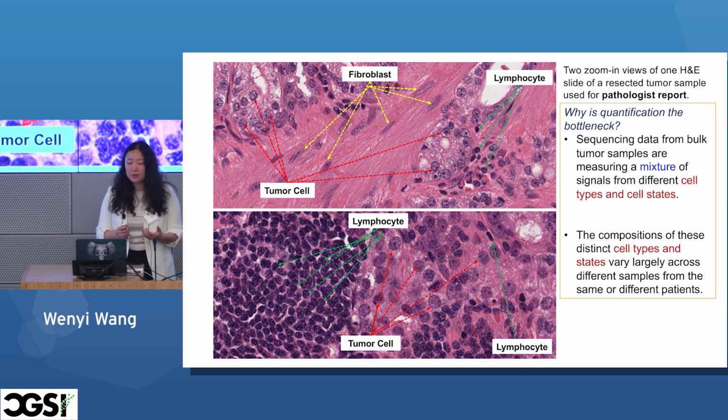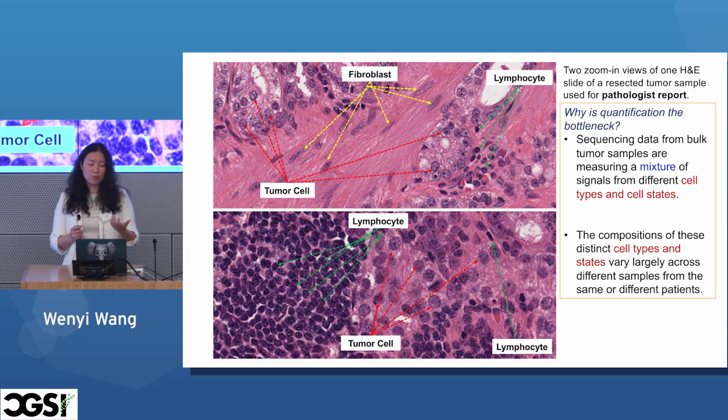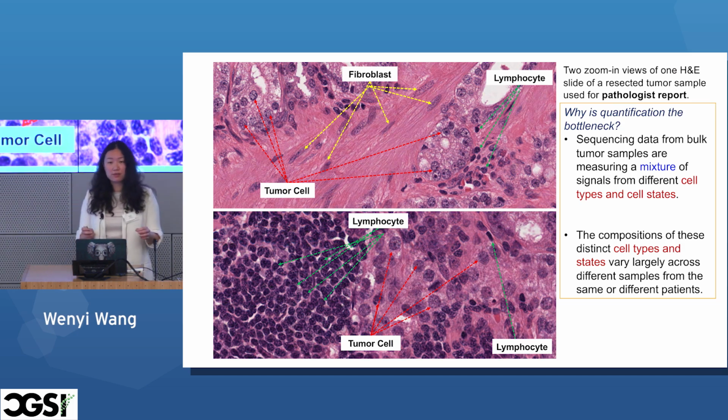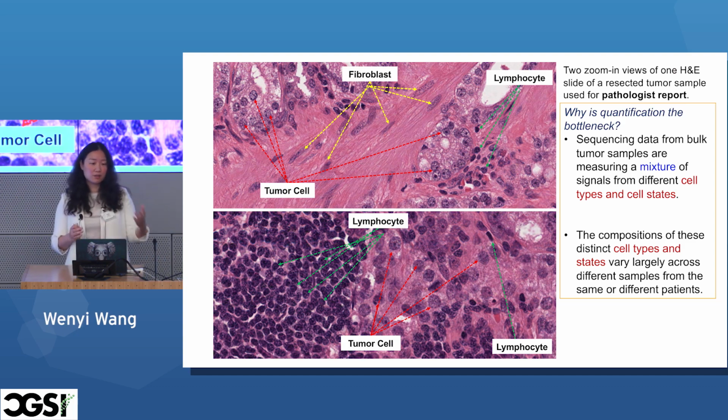So to summarize, the sequencing data generated from bulk tumor samples are measuring a mixture of signals coming from different cell types and cell states, and the composition of these cell types and cell states varies largely across samples that are derived from the same or different patients.